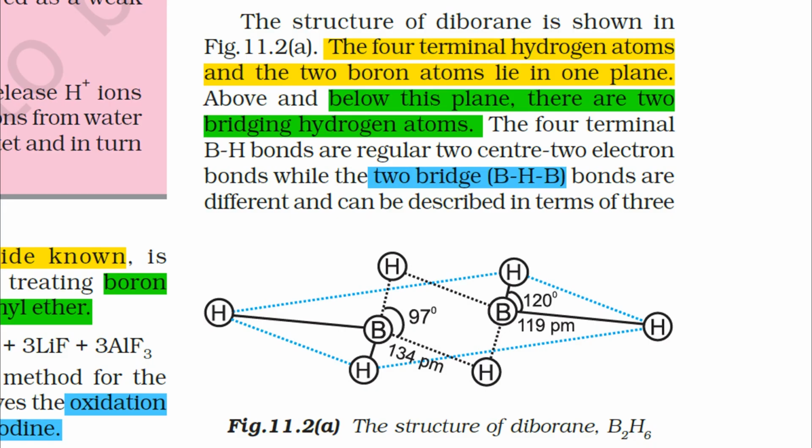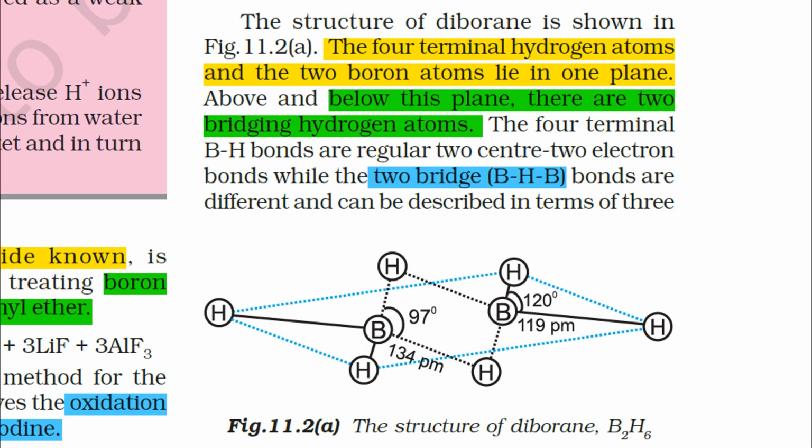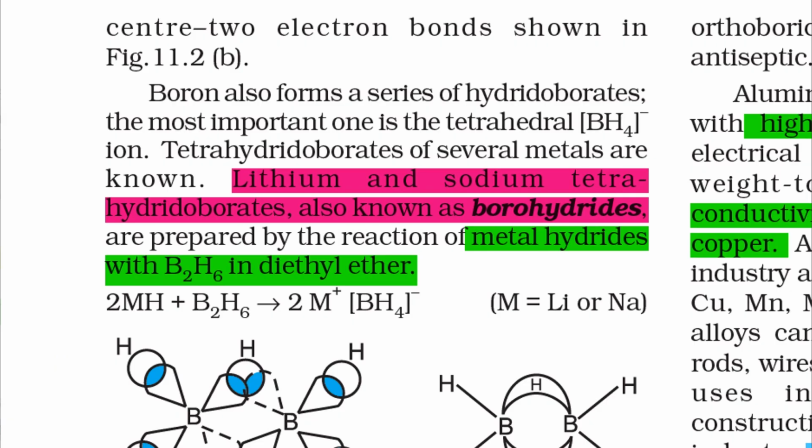So now let's come back to diborane. See this, the 4 terminal hydrogen atoms and the 2 boron atoms lie in one plane. Above and below this plane there are 2 bridging hydrogen atoms present. So see this diagram, 4 hydrogen and 2 boron are in one plane, and 2 banana bonds are above and below that plane. Next, the 4 terminal BH bonds are regular 2-centered 2-electron bonds, while the 2 bridge bonds, that is BHB bonds, are different and can be described in terms of 3-centered 2-electron bonds or banana bonds.